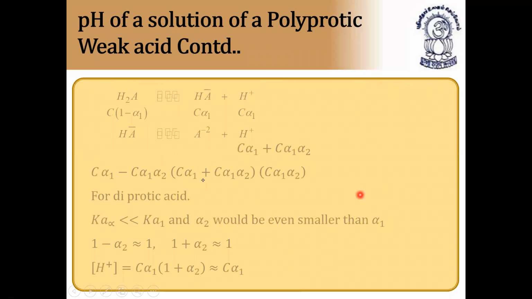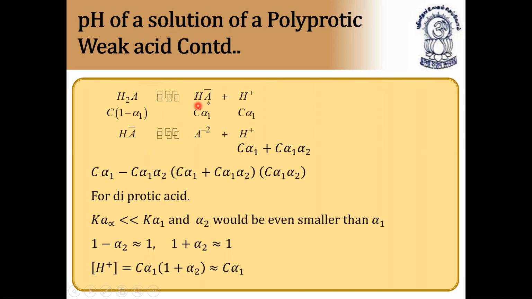Continuation now. H2A gives rise to HA minus plus H plus. This HA minus further changes to A minus plus H plus. So in the first case it is C alpha 1, in the second case C alpha 1 plus C alpha 1 into alpha 2. By substituting these values for a diprotic acid, Ka2 is less than Ka1 and alpha 2 would be smaller than alpha 1. So 1 minus alpha 2 is equal to 1, and 1 plus alpha 2 is equal to 1. So on the whole, H plus concentration is equal to C alpha 1.